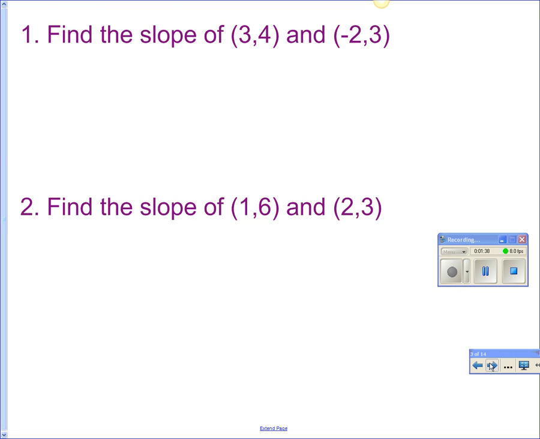Number one, find the slope of (3, 4) and (negative 2, 3). So this is x and y, x and y. What word should I circle? Slope. And so the formula for slope is y minus y over x minus x. So when it asks for the slope, you're doing that formula. Levi, what am I going to put in for y minus y? Good, so I do 4 minus 3. And then, Rebecca, what do I do for x minus x? Good.